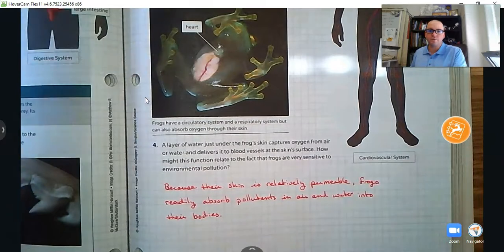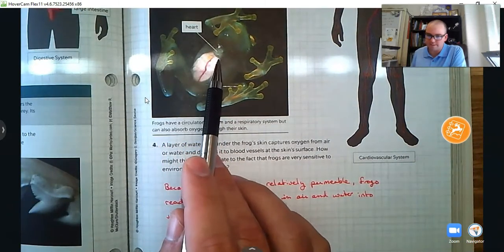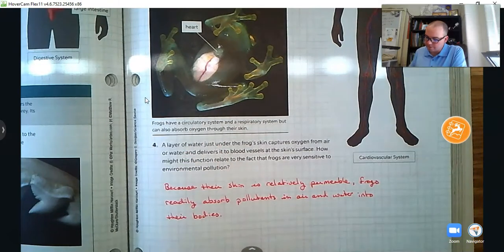Okay? And if we look at this picture of the frog, this frog has some almost see-through skin, so you can actually see the heart right there. There's a layer of water just underneath the frog's skin that captures oxygen from the air or the water and delivers it to its blood vessels under the skin surface. So how do you think this function might relate to why frogs are sensitive to environmental pollution?